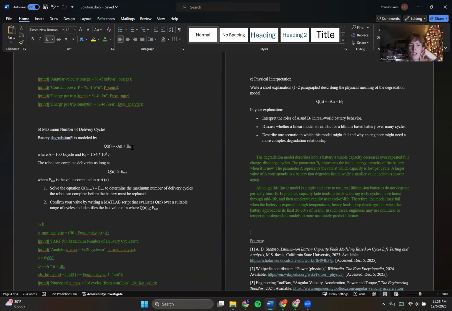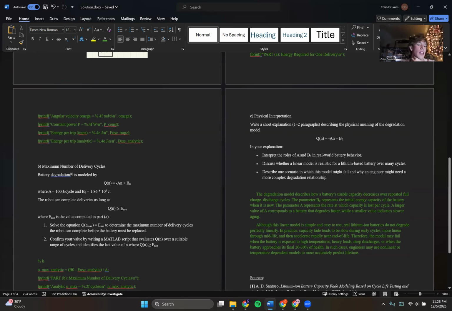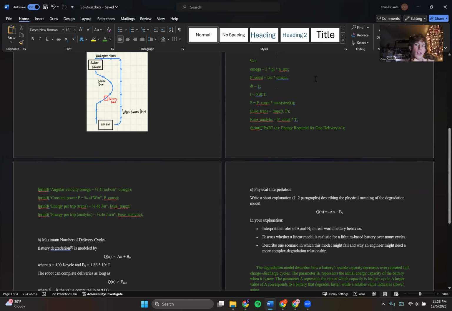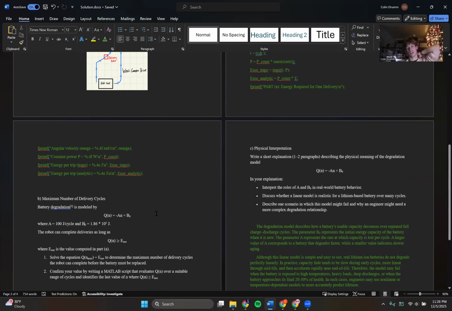So it gives you constants A and B0 here so that you can actually evaluate it. And then the second equation is kind of what is represented by the graph. The E use would be the energy consumption that the student would have figured out in part A, and the Q of N is just the cycle count, basically. So Q of N max would be the final cycle, or I guess the number of cycles before you'd have to replace the battery.